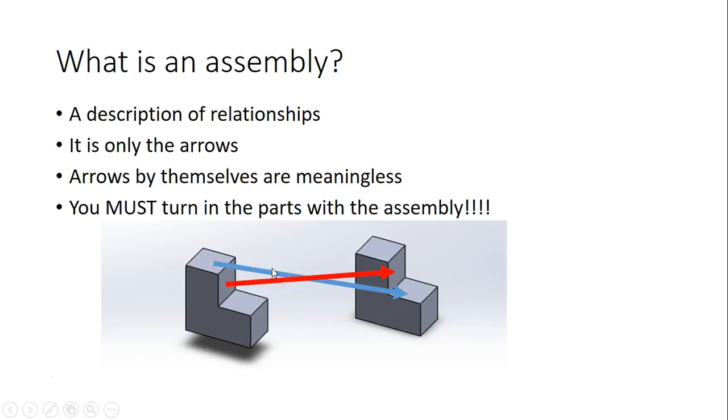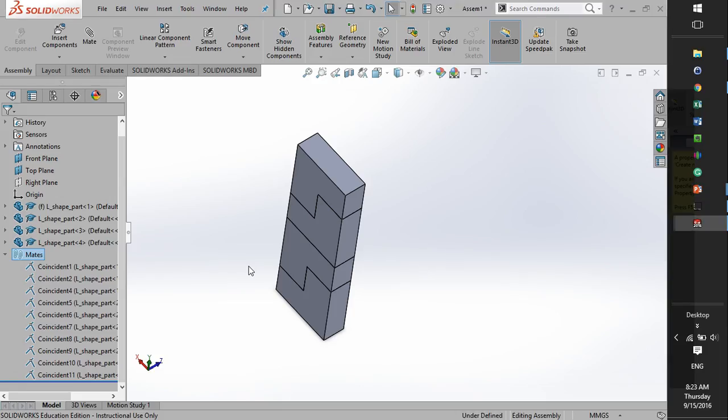the assembly contains information about the relationships. Like it's the arrows here. But these relationships are meaningless unless they have something to relate to. So the relationships by themselves are meaningless without the part file geometry. So when we send someone an assembly, or when you send something to me for grading, you absolutely must have the part files along with it, or else it's not going to work. And I'm going to show you exactly what I mean.